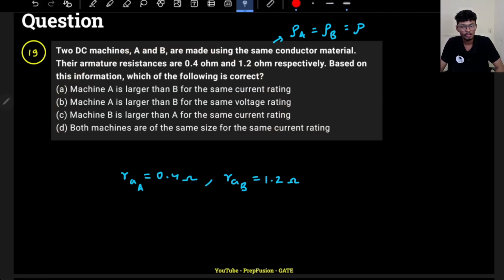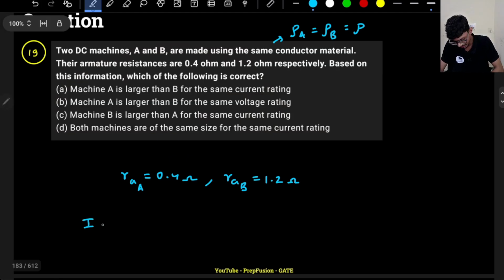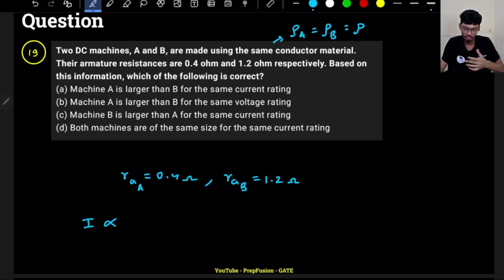So what you can do is understand what my voltage and current rating depend on. Current rating depends on area. If the area of the cross section is larger, then the conductor can support more current. So current rating is proportional to area.